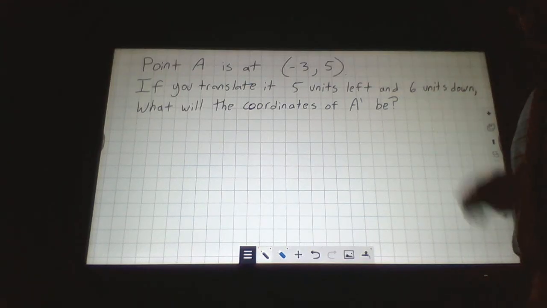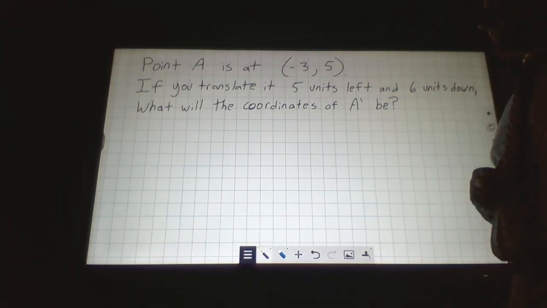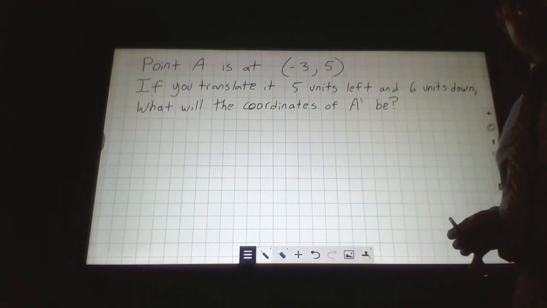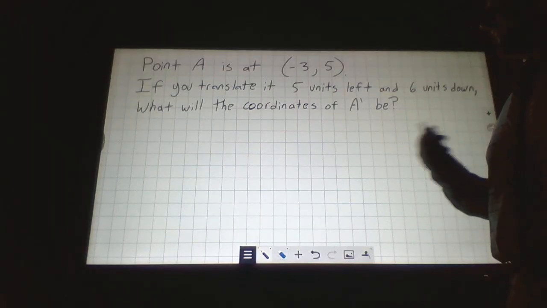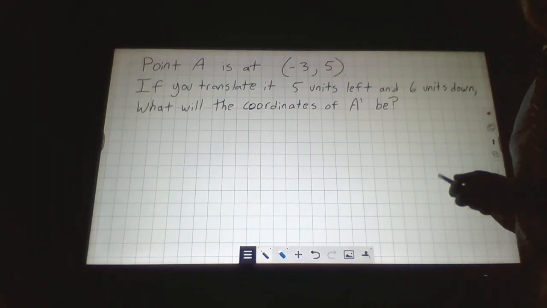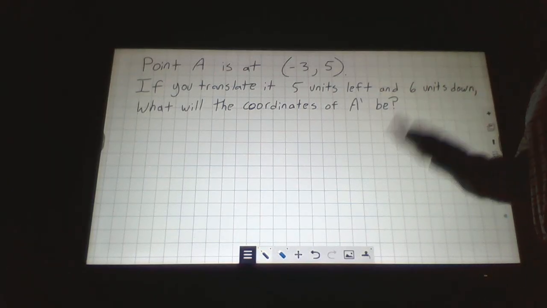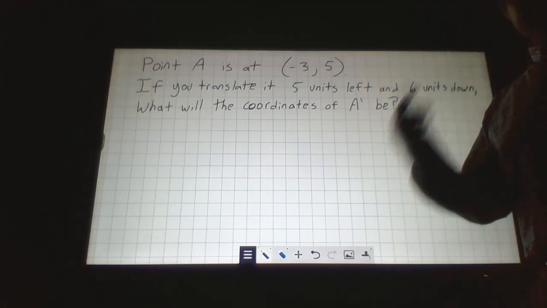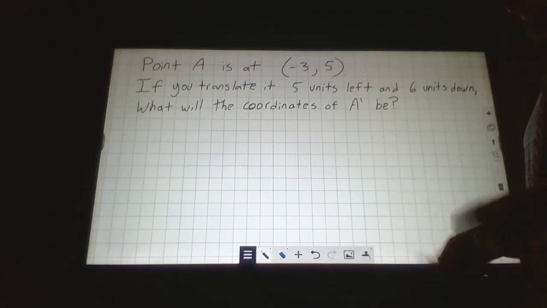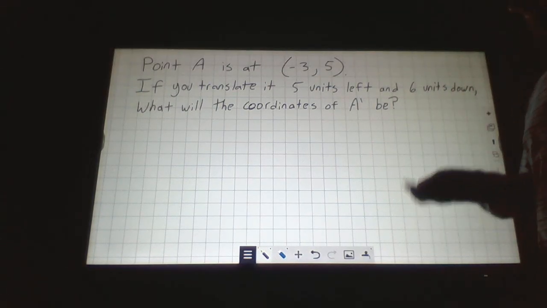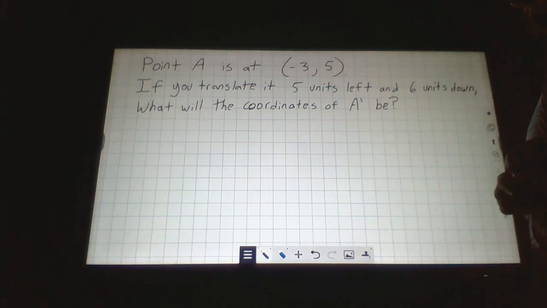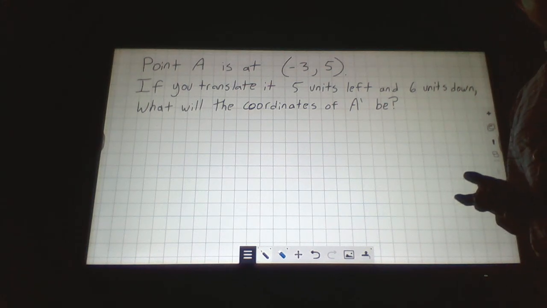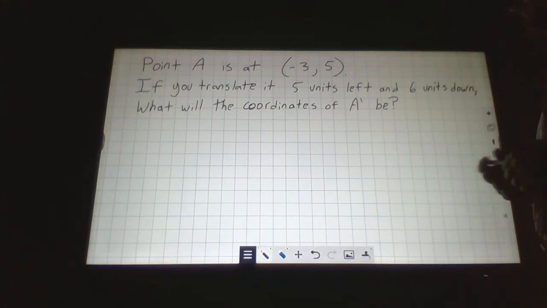Finally, we could encounter a problem in which there is no graph. All we are given are coordinates, and we are being asked to perform a translation. Now, I guess you could pull out a piece of graph paper and draw this coordinate and complete the translation and then figure out what the coordinate is, but there are shortcuts. So, we're going to talk in this one about the mathematical way to talk about translations.